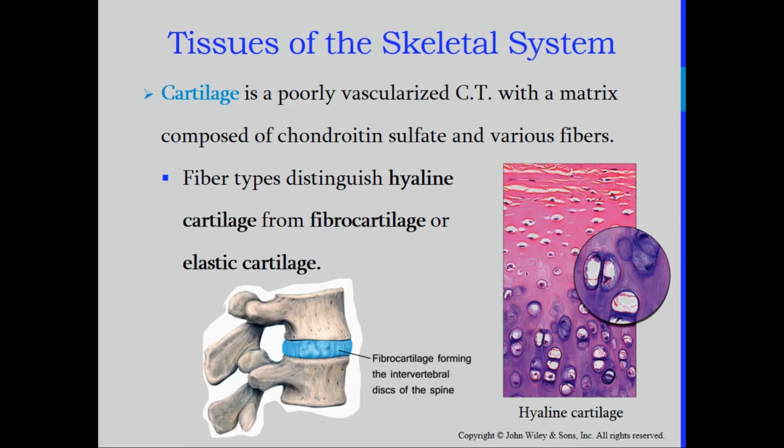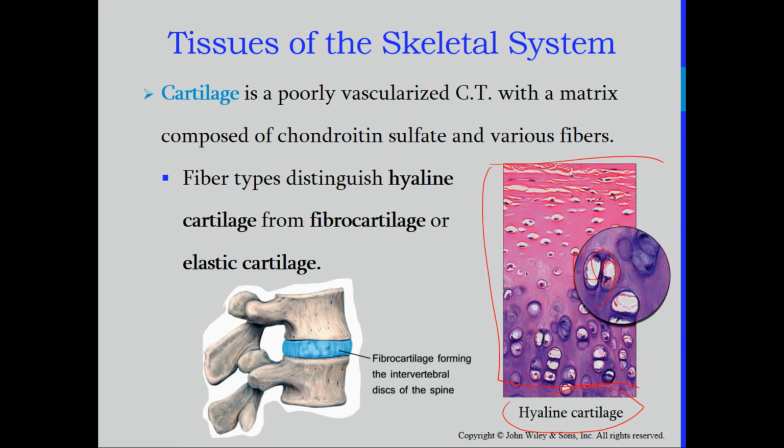Cartilage, as we remember hopefully from the tissues unit, this is hyaline cartilage, as you can see down here, because of the Google eyes. Remember, that was the identifying mark. Cartilage is poorly vascularized. This is why it does not heal very well. It has very little blood supply. It has a matrix composed of chondroitin sulfate and various fibers.